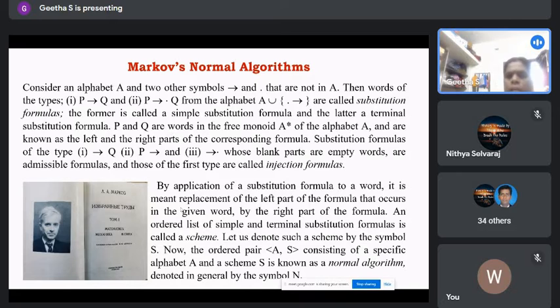So a normal algorithm uses two symbols: one is the implication symbol, another one is the dot. These are the substitution formulas. The first one is a simple substitution, the second one is a terminal substitution formula. We apply the left part of the formula that occurs in the given word by the right part of the formula. That is called the scheme. The given alphabet A and scheme S together are known as the normal algorithm, denoted by the symbol N.